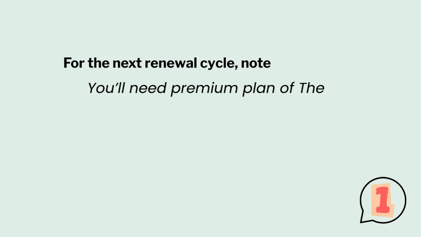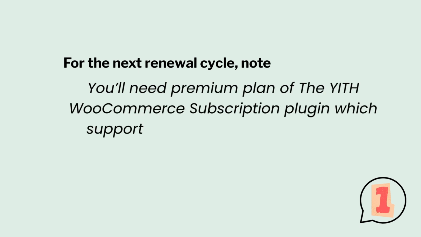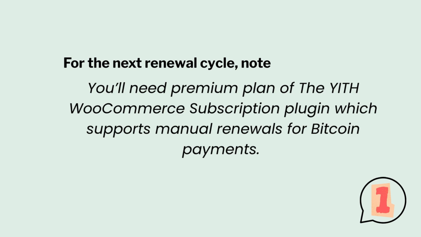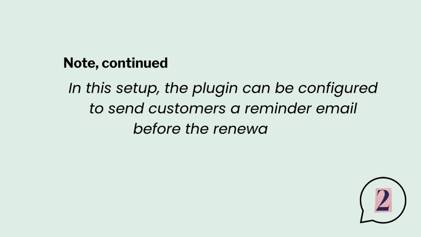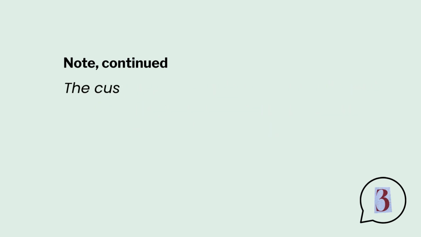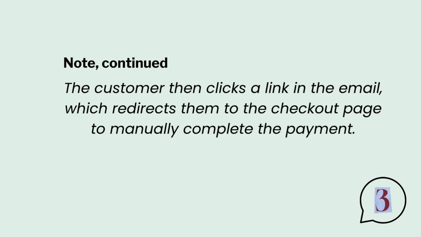Remember, you'll need the premium upgrade. That's what gives you the renewal reminder emails. With premium enabled, the plugin sends your customer an email before their renewal date. They click the link in that email, go to checkout, and complete the payment themselves.